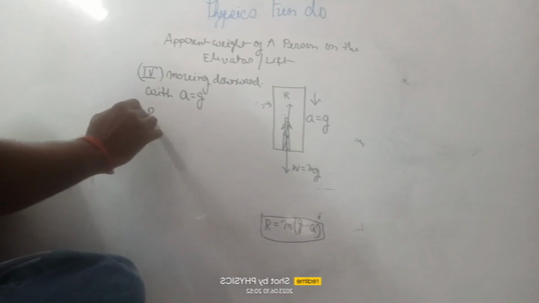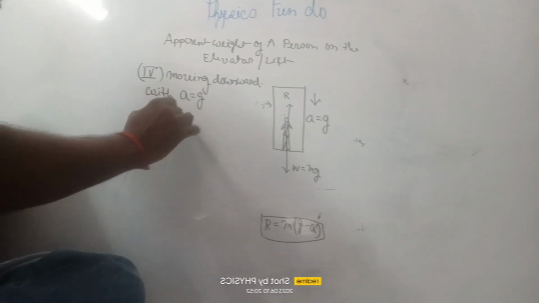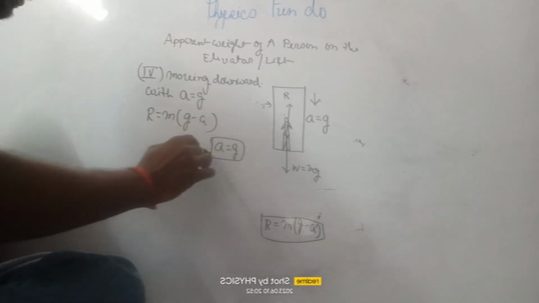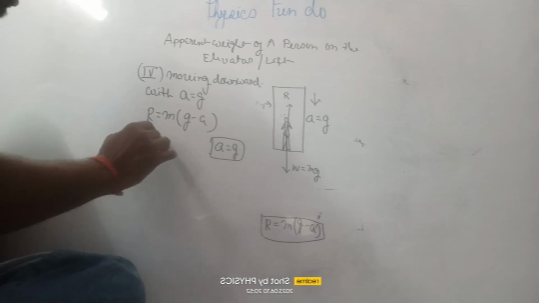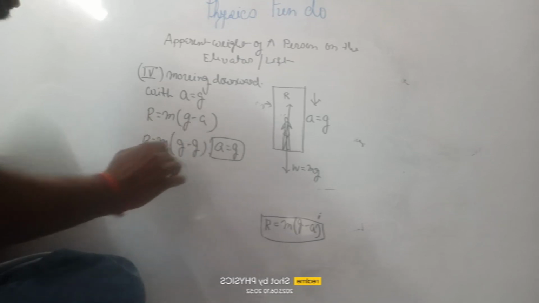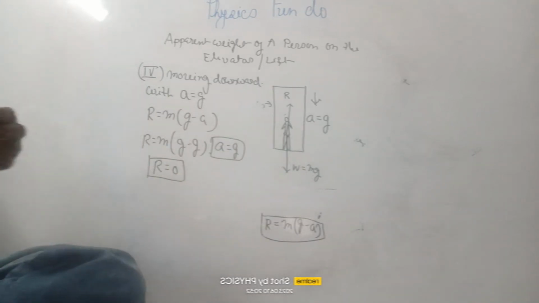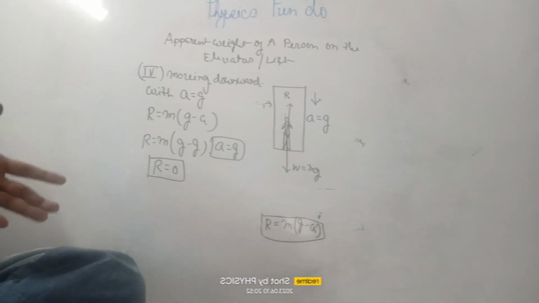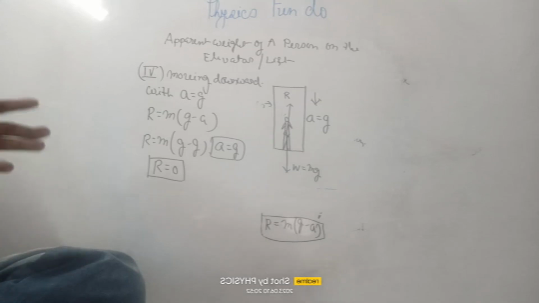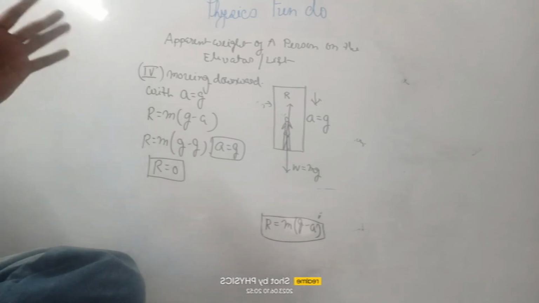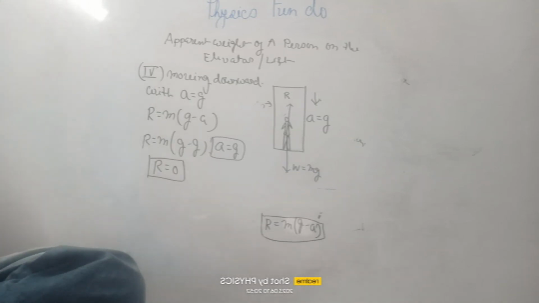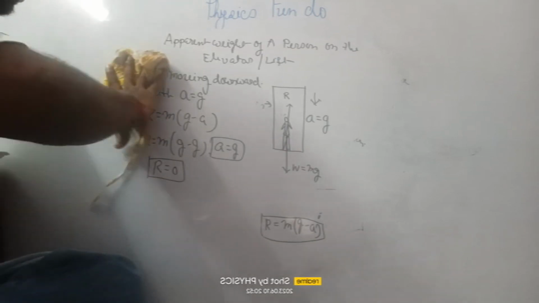We know that R is equal to m into (g minus a). Now putting a equals g, we have R equals m into (g minus g), that is reactional force is coming 0. What it means? It means that the person standing on the floor of the lift feels weightless. So he feels his apparent weight is 0.